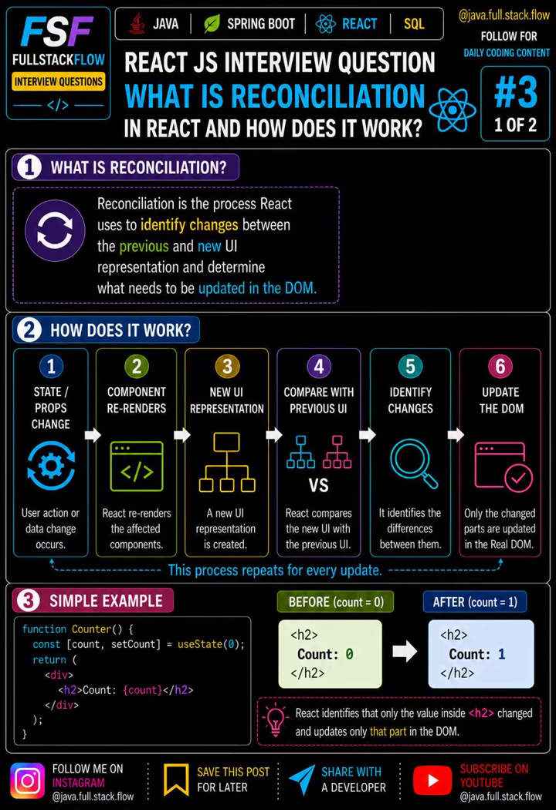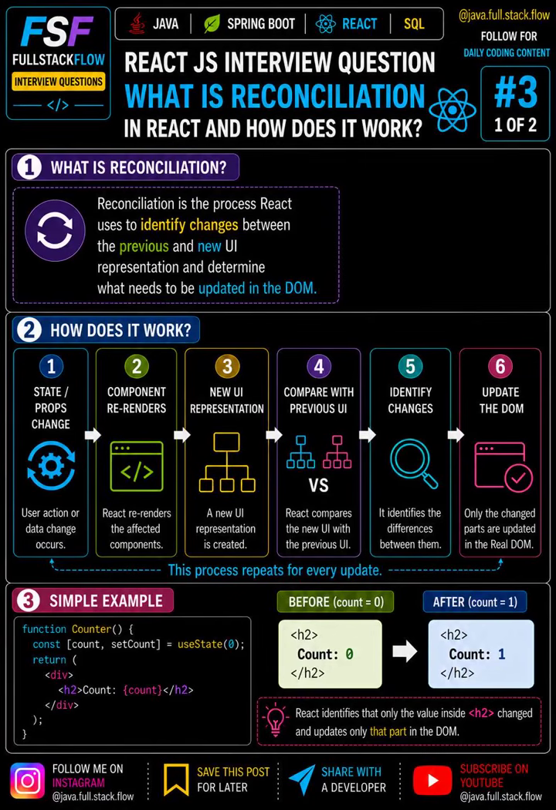First step is a state or props change. State or props change occurs because of a user action or some change in application data. Next, second step, the component re-renders. The affected component re-renders based on the updated state or props. Third, React creates a new UI representation based on the updated data. Fourth, React compares the new UI representation with the previous UI representation. Fifth, React identifies what has changed between the previous and new UI. And finally, React updates the DOM with the necessary changes. Only changed parts are updated in the real DOM.